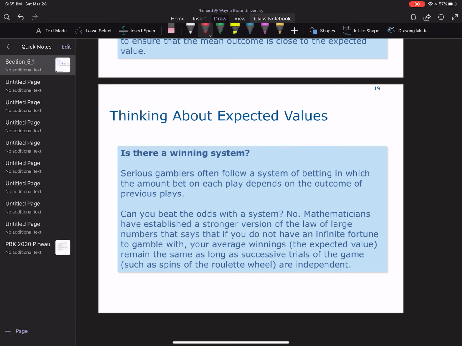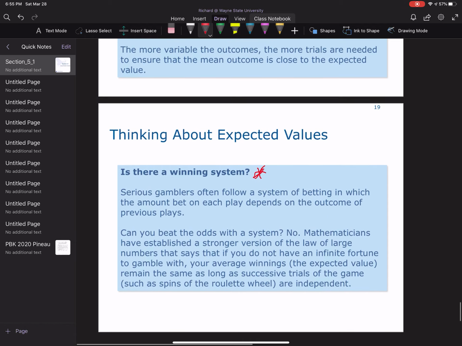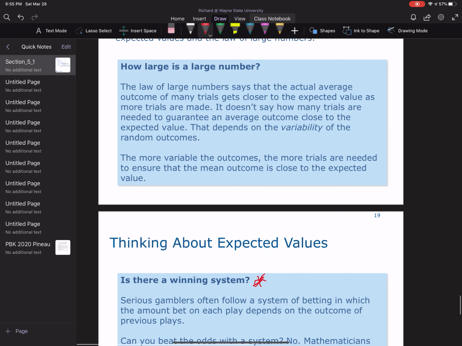And this asks the question: is there a winning system? This is how the casinos are doing it. They often try to look for different ways to cheat the system, if you will, count cards, that kind of thing. But it certainly is very difficult to do. So some very interesting stuff here for you to read on your own. But in any event, that concludes Chapter 5, Section 5.1. So I hope you found it as interesting as I enjoyed presenting it to you.